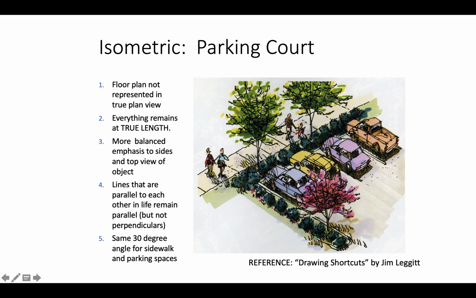There tends to be a more balanced emphasis to the sides and top view as opposed to favoring the top view. Lines that are parallel to each other in life remain parallel but not perpendiculars, and the same 30 degree angle for sidewalk and parking spaces occurs there. You can see that 30-30 relationship right there in that particular segment of the sidewalk.